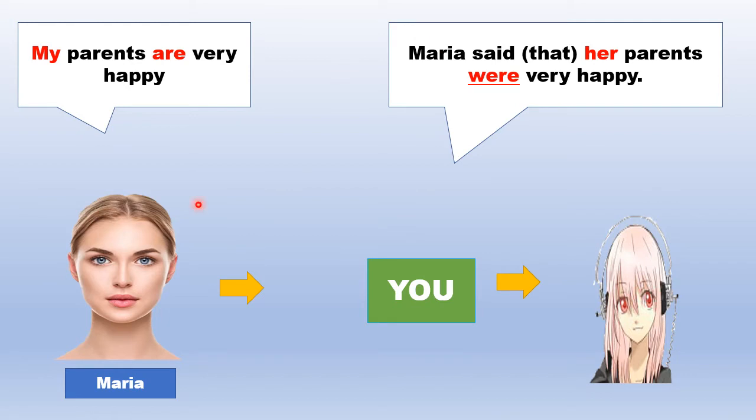As you can see here, we changed the subject, right? Become Maria, because it's Maria. Maria said that her parents, not my, because it's Maria's parents, so we use my become her. Are become were.